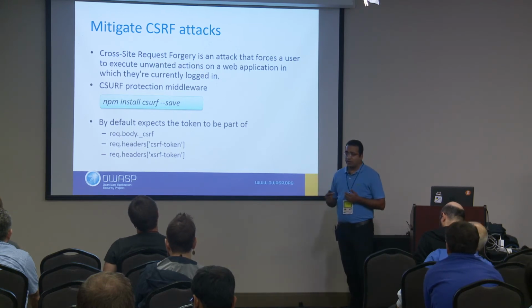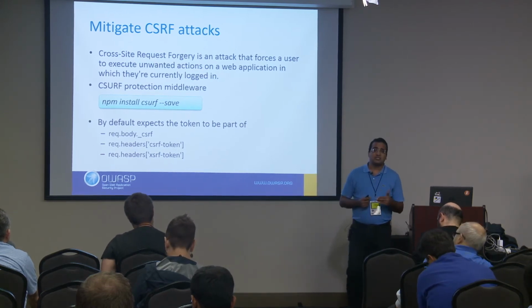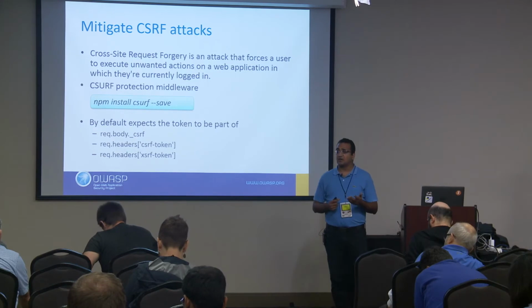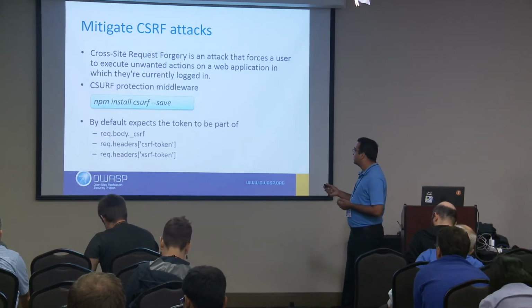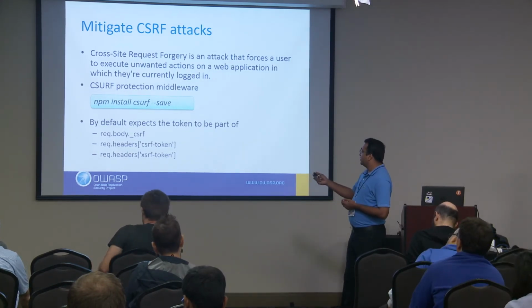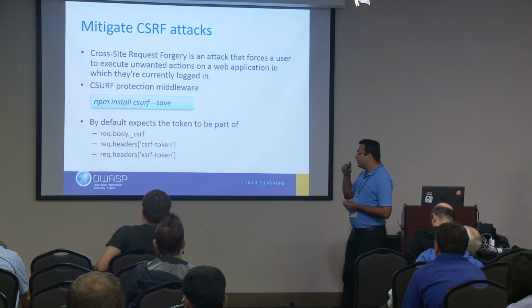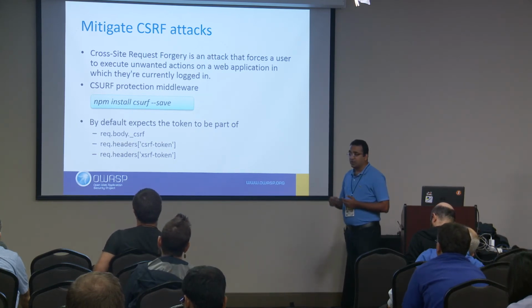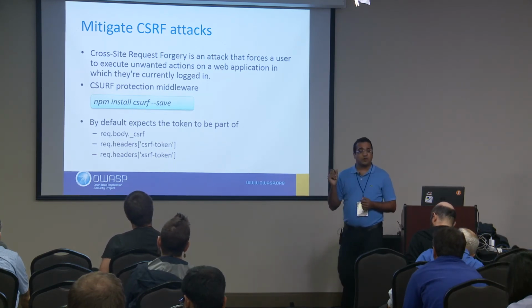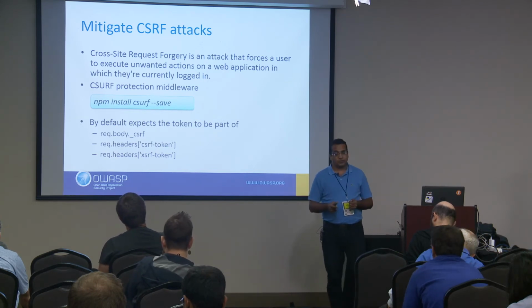The middleware automatically checks the existence of a valid token as part of the request. By default, it looks for _CSRF as a body attribute, and there are a couple of headers where it would look for that. Again, these are the default values, but you can obviously change that if you want to.